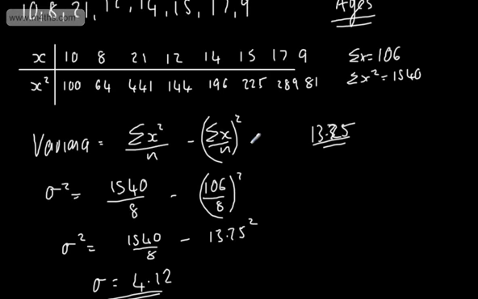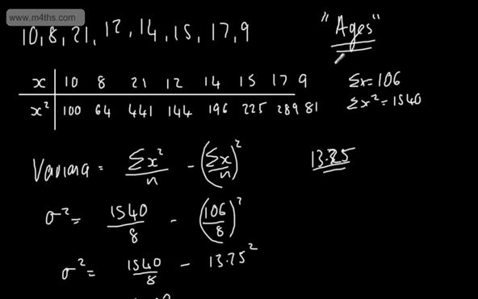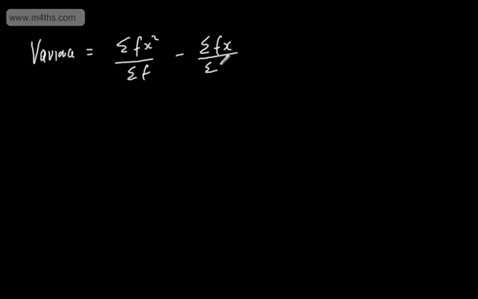So that is looking at some basic data sets and finding both the variance and the standard deviation. We can extend this to group data or data from a frequency table, and we can give sigma squared, the variance. So let's write the variance. The variance is going to be the sum of f x squared over the sum of f, minus the sum of f x over the sum of f, squared.